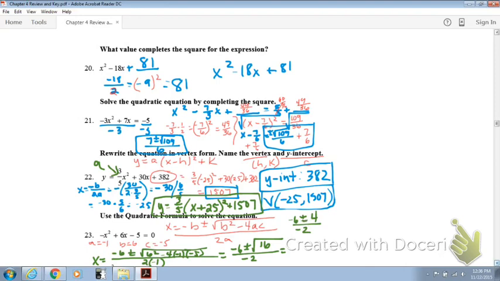So one's where we're going to add 4, one we're going to subtract 4. If we add 4, we get negative 6 plus 4 is negative 2 over negative 2, which is 1. And if we subtract, we get negative 6 minus 4, which is negative 10 over negative 2, which is 5. So my solutions are 1, 5 for that one.